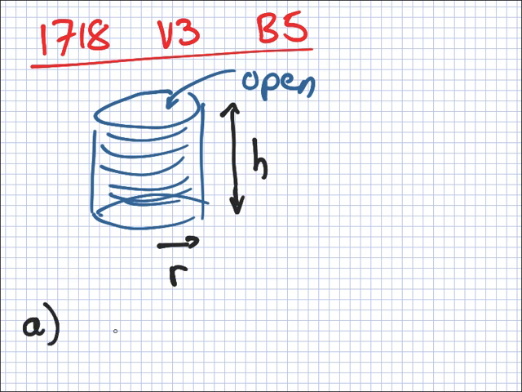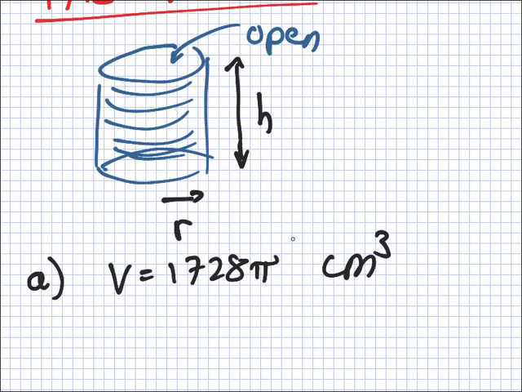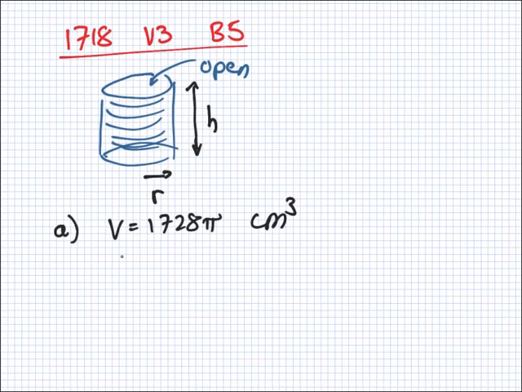The volume of the cylinder is 1,728 pi centimeters cubed. Express h in terms of r. Okay, so we want a formula for h. We can say the volume.